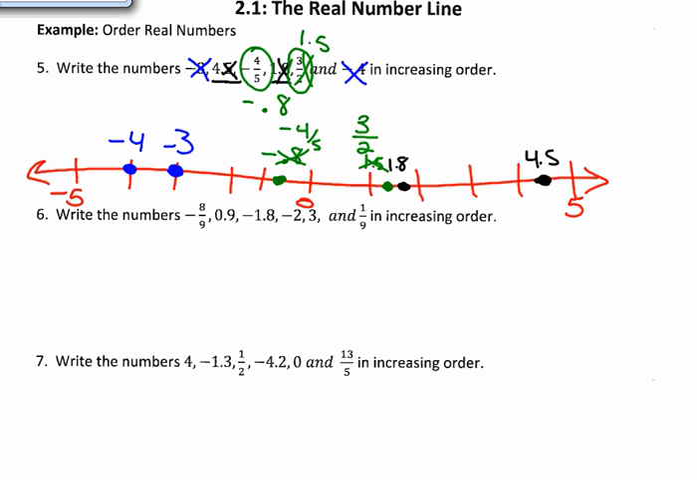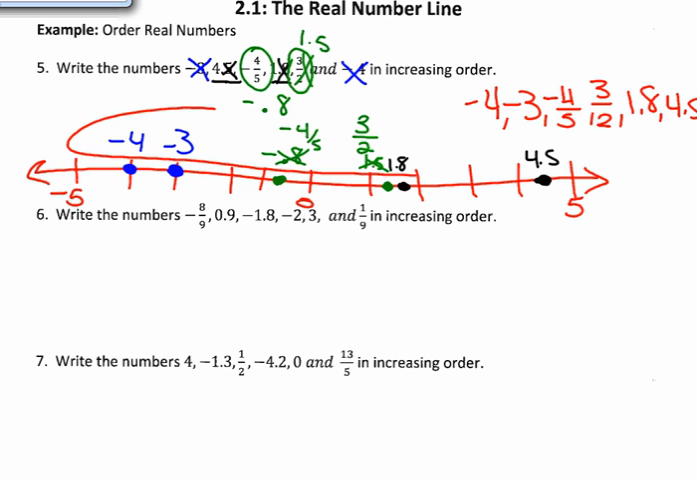Okay, so now that we have them, they're all in order. Our first number is going to be -4, then -3, -4/5, 3 halves, 1.8, and 4.5. Okay, so once I have them on the number line, they're all in order. I just have to write them just like they are.